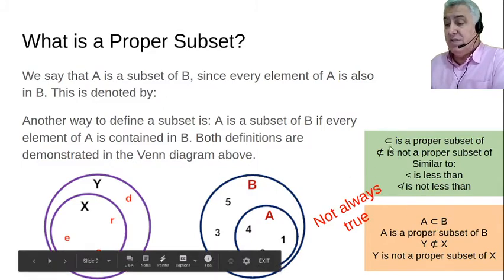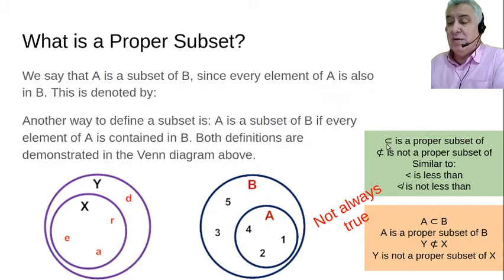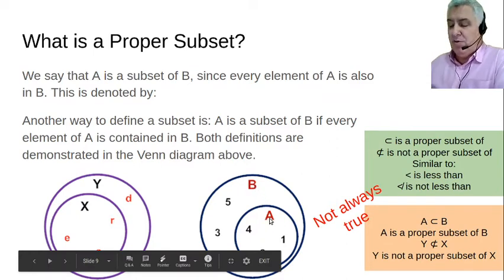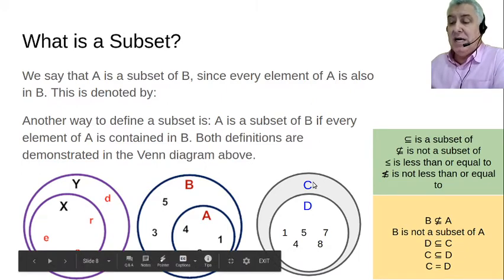We use this symbol here. You can see it doesn't have that little line on the bottom that's like the equals in less than or equal to. So this is more like less than. Or we can say is not a proper subset, which is more like not less than. So B is not a proper subset of A. And if we go back to our old example, D is not a proper subset of C, because there's nothing in C that is not in D.